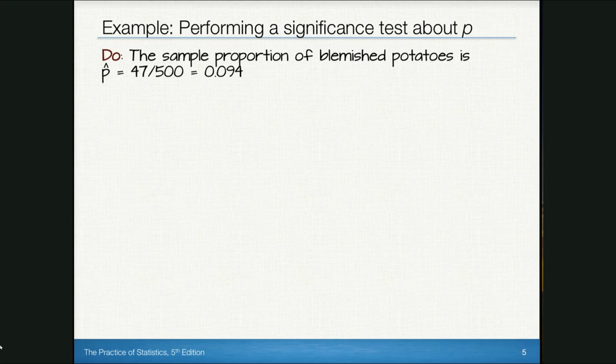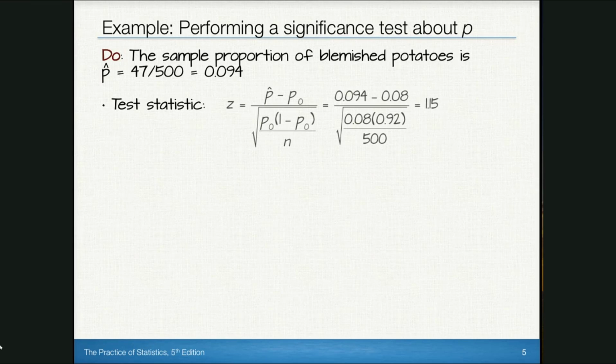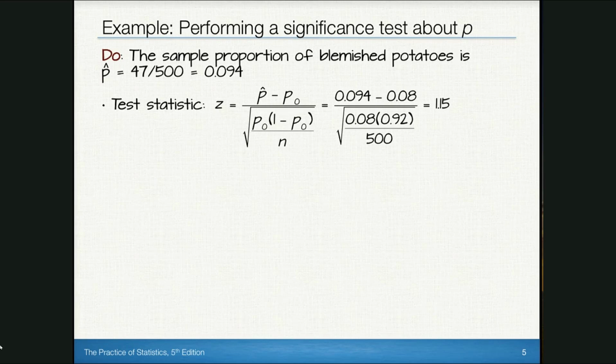Next, we'll finally do the problem. Note the sample proportion of blemished potatoes is p hat equals 47 out of 500, or about 9.4%, 0.094. Now that's greater than our null hypothesis of 8%, but we have to determine if that's great enough to be considered significant evidence against that null. To do that, we start by calculating a test statistic. We standardize that value to find a z-score of 1.15.